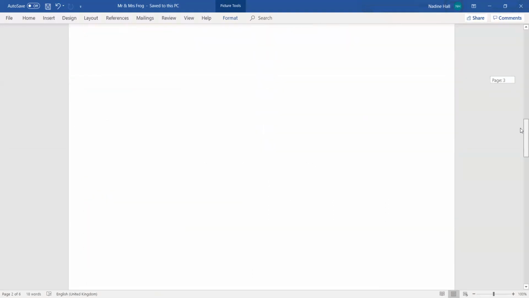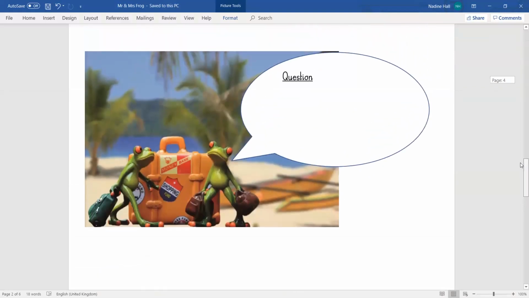So the task that I would like you to do is to use these three sentences to create dialogue between the two characters. That means that they're having a conversation and one person's going to speak to the other. So the first one we're going to do is a question. I'd like you to write a question for Mr. Frog. Remember, your question should start with a capital letter and end with a question mark to show me that it's a question.